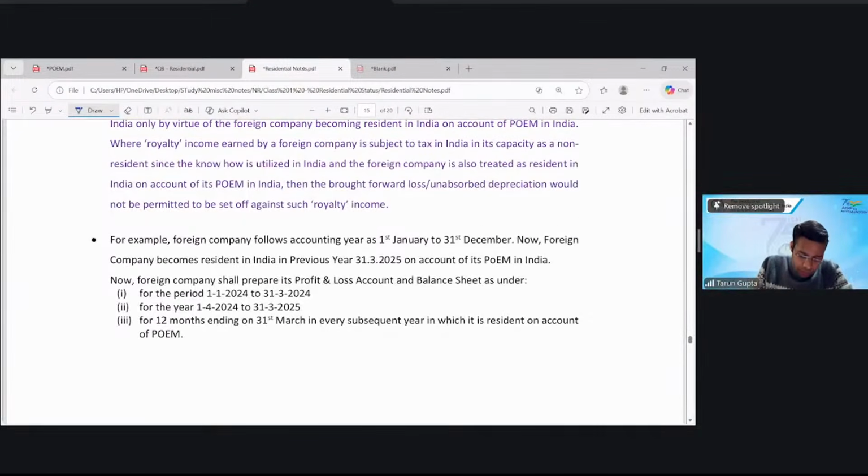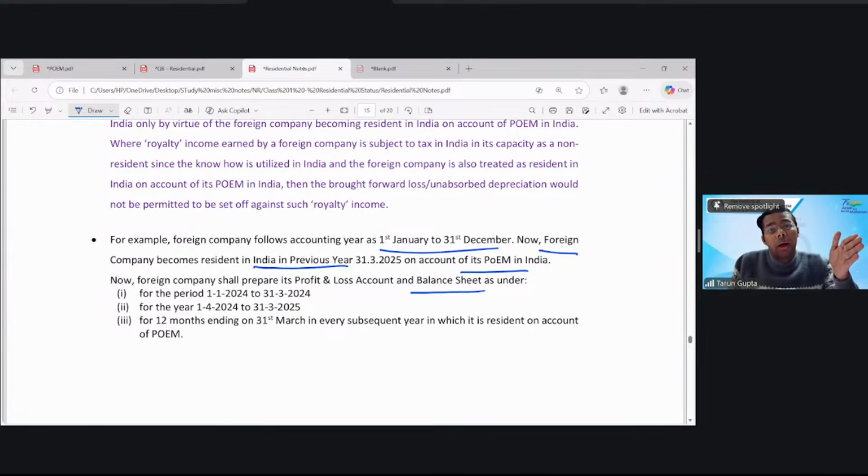For example, a foreign company follows the accounting year from 1st Jan to 31st December, meaning it follows the calendar year. Now, this foreign company becomes resident in India in the previous year ending 31st March 2025, on account of its POEM in India. Now, the foreign company shall prepare its P&L and balance sheet as under, to be accessible to the Indian Tax Authority. How will it prepare its financial statement?